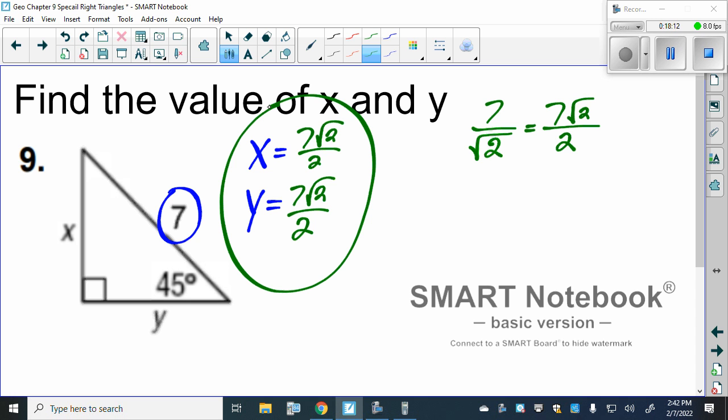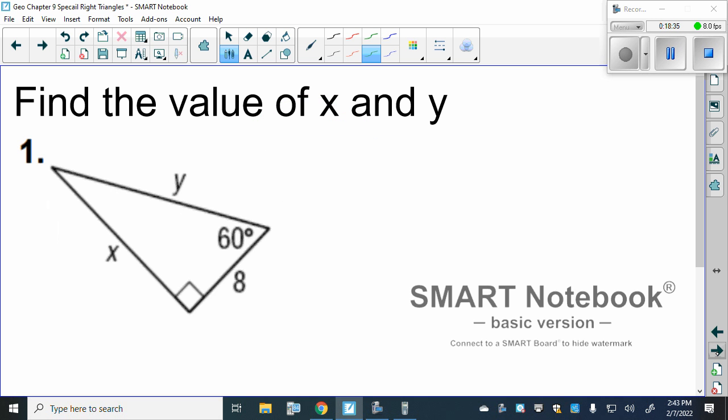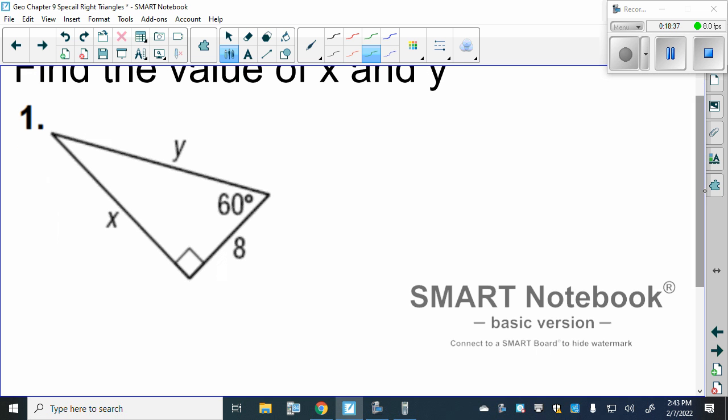So with the 45, 45, 90, if we're given one of the legs, one of the sides opposite 45, the other is going to be the same. And the hypotenuse is whatever that value is times the square root of 2. Whenever we're given the hypotenuse, we divide by the square root of 2 to get the 2 legs. Questions on this here? Let's look at the next one.